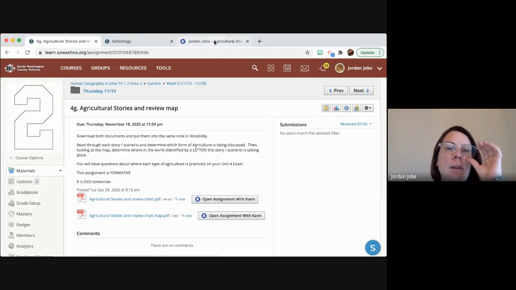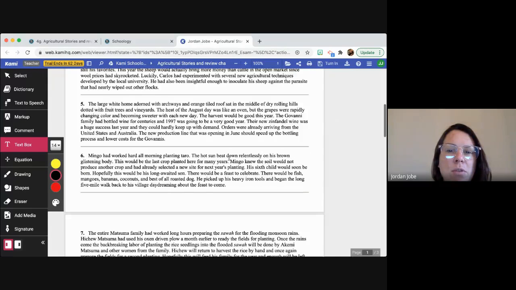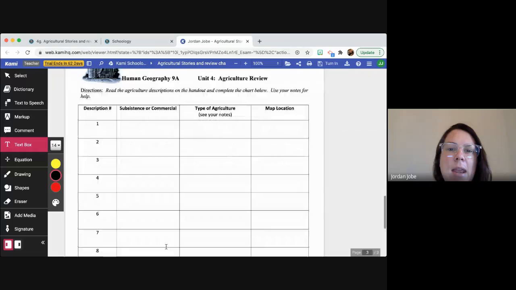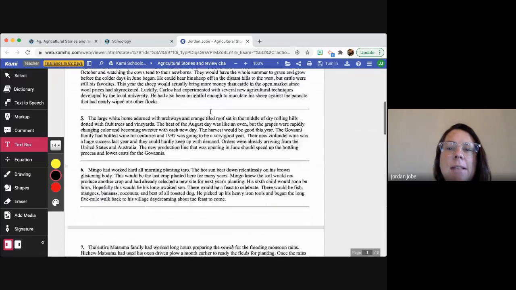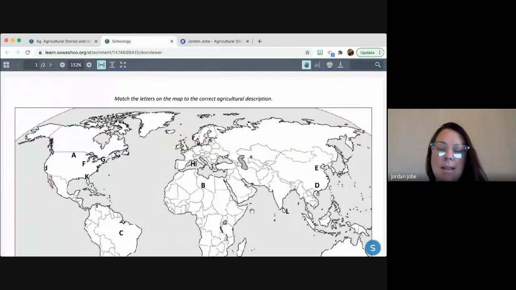So here's what they look like. The stories in the chart look like this. It starts with agricultural descriptions, and then you have a chart to fill out at the end. And then the other attachment, the map, looks like this.